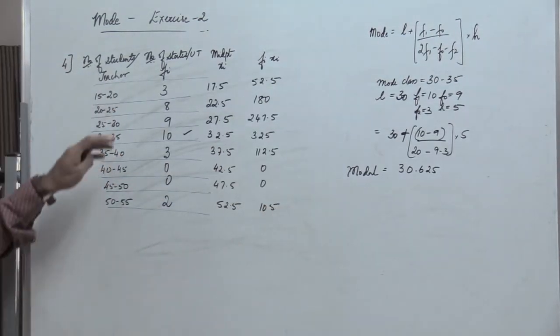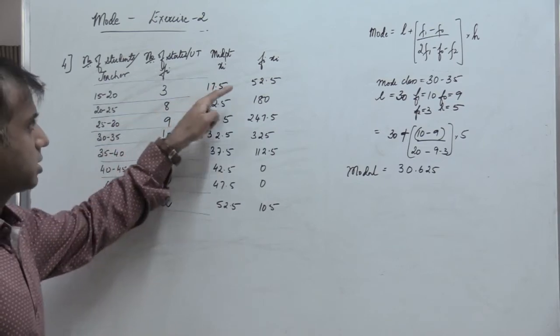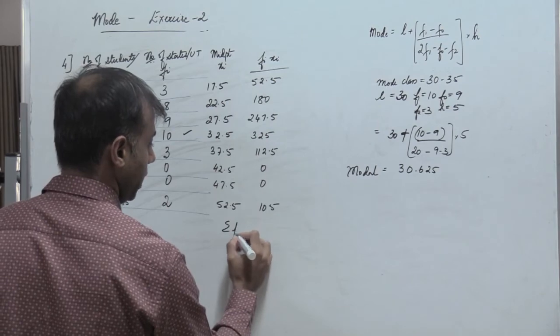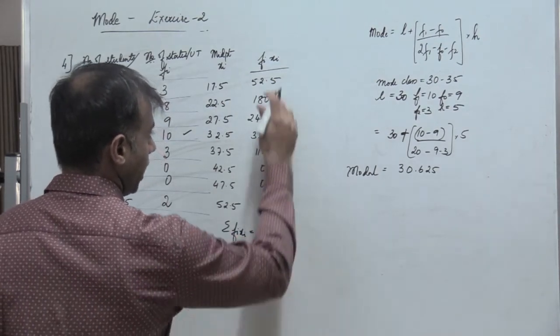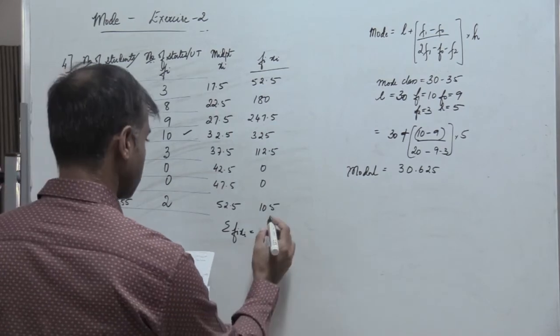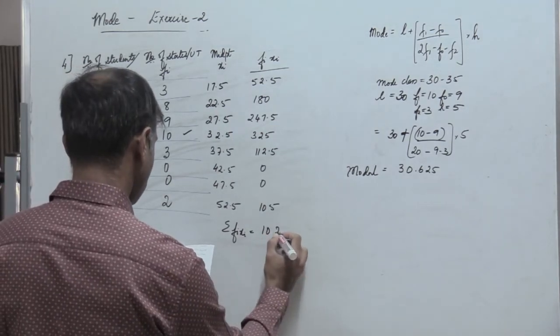Right? So by multiplying the corresponding values of fi and xi, I get this. So now we need to find the sum of fi xi. So add all these values. So when I add all of them, we get 1022.5.